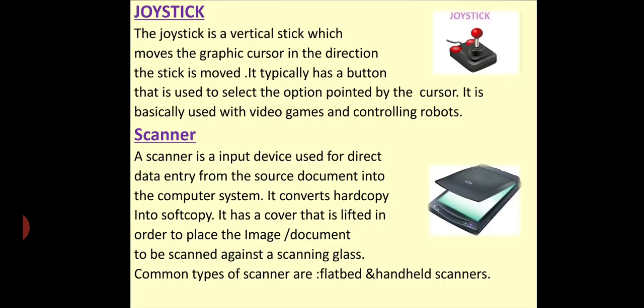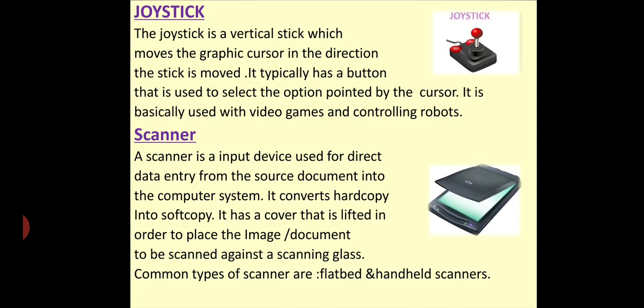Another input device is joystick. It is basically used for gaming purposes. The joystick is a vertical stick which moves the graphic cursor in the direction the stick is moved. It typically has a button that is used to select the option pointed to by the cursor. It is basically used with video games and controlling robots. With the help of this stick, you can move your cursor in any direction.